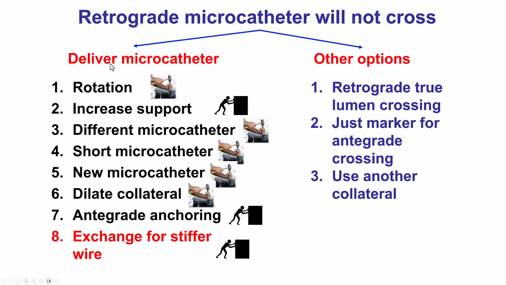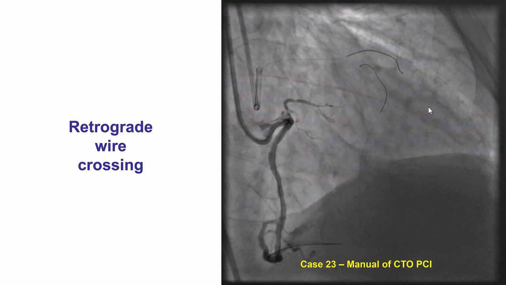So these are the options for actually delivering the microcatheter, but there are options that don't depend on delivering the microcatheter. The first option is to actually use the retrograde wire to cross into the proximal true lumen, which can happen especially when the occlusion is of short length.